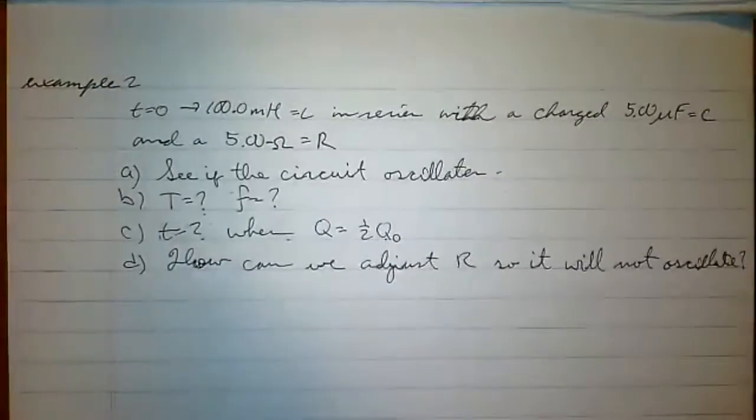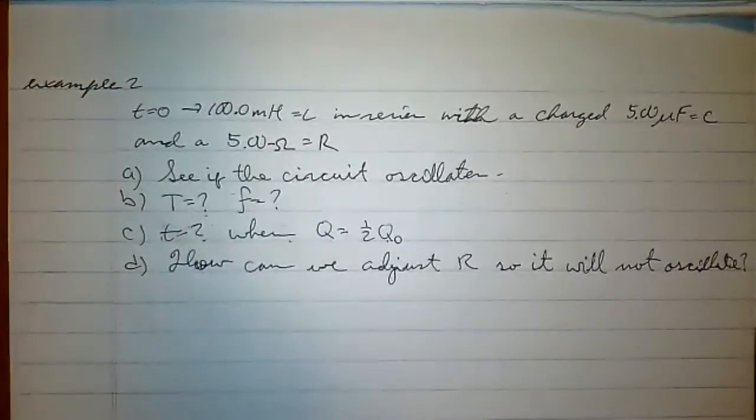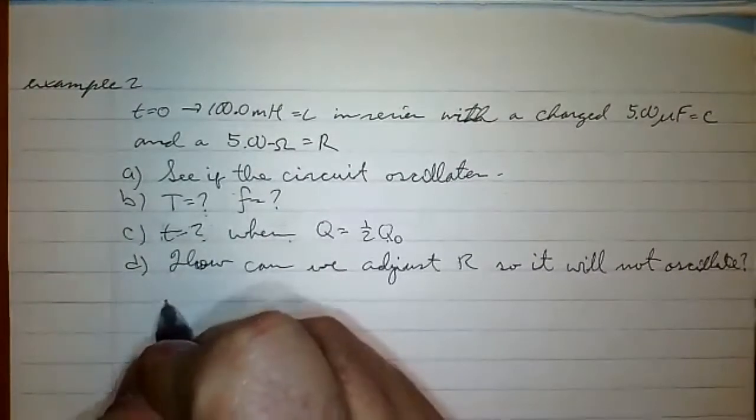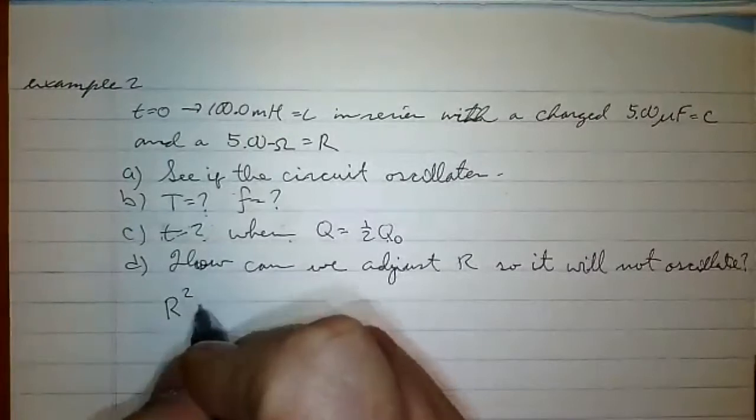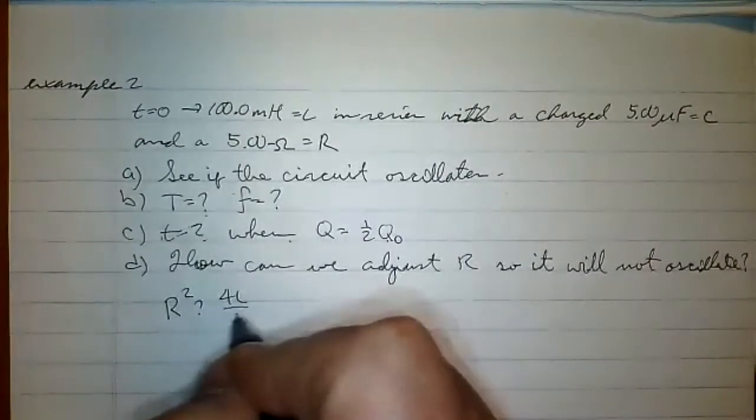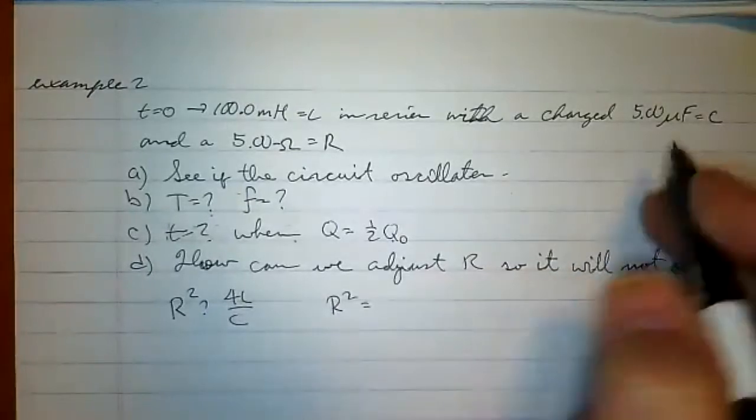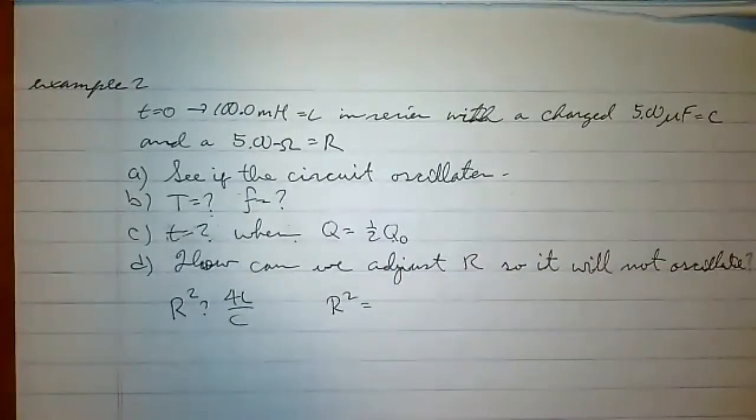Okay, so that's what I want to do with this one. First off, whether it oscillates or not means what is R squared compared to 4L over C. Well, R squared, I think you can see, since R is 5 ohms.